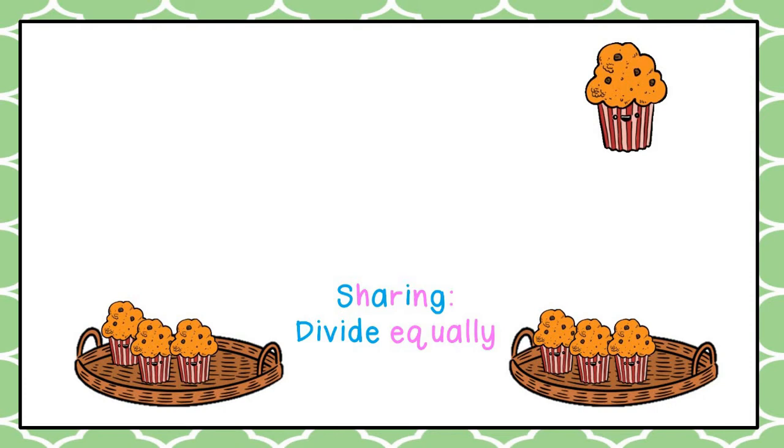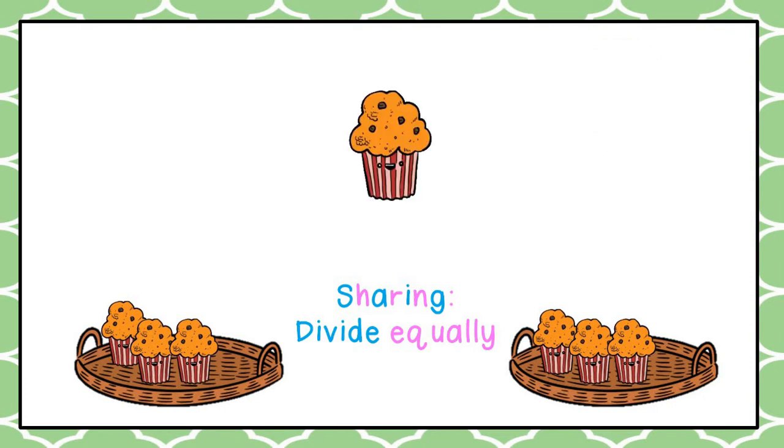But now, what now? Now I have 1 left. Because this tray has 3, and this tray has 3. So I have divided them equally. If I put the last muffin into one of the trays, it won't be shared equally. And one tray will have more than the other.